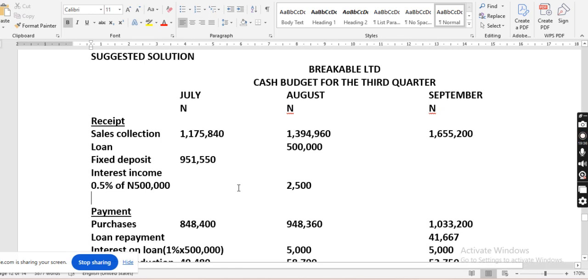Right? So we can add the total receipts or total inflow. So please add the total inflow for July, and the total inflow for August, and the total inflow for September. What do you have? Someone should do July.